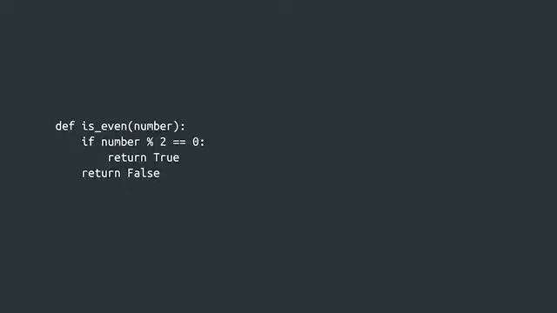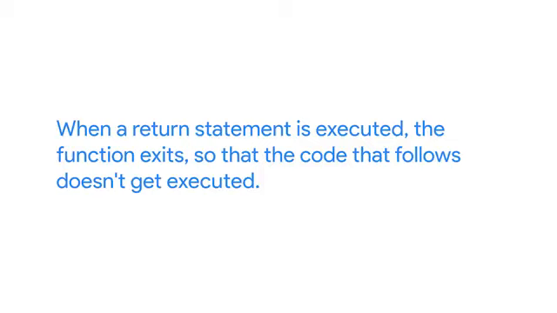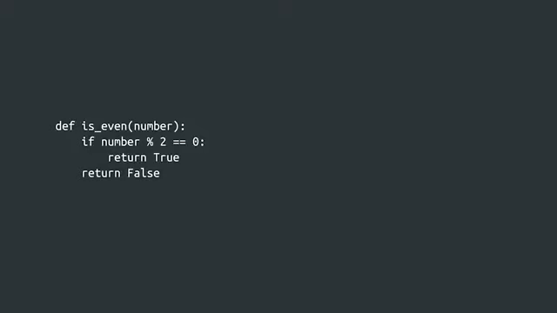The trick is that when a return statement is executed, the function exits, so that the code that follows doesn't get executed. This means that if the number is even, the computer will reach the return true statement and exit the function. Anything that comes after that will only be executed if the condition in the if statement was false. In other words, once the function reaches the return false line, we know for sure that the if condition was false, which means the number was odd.